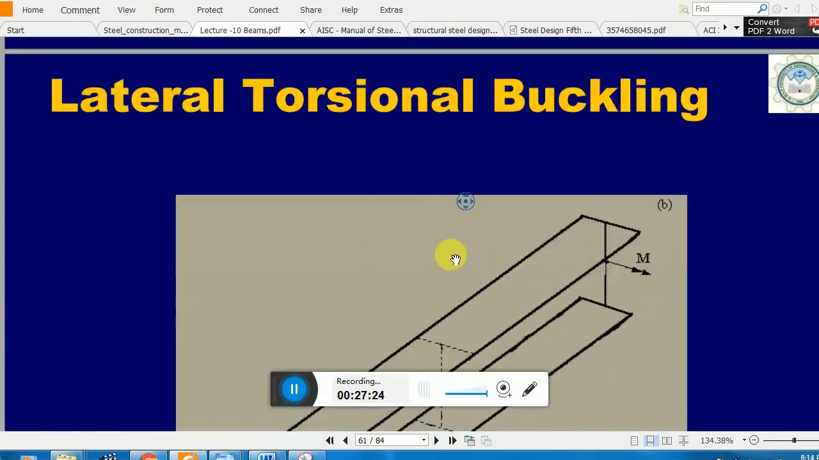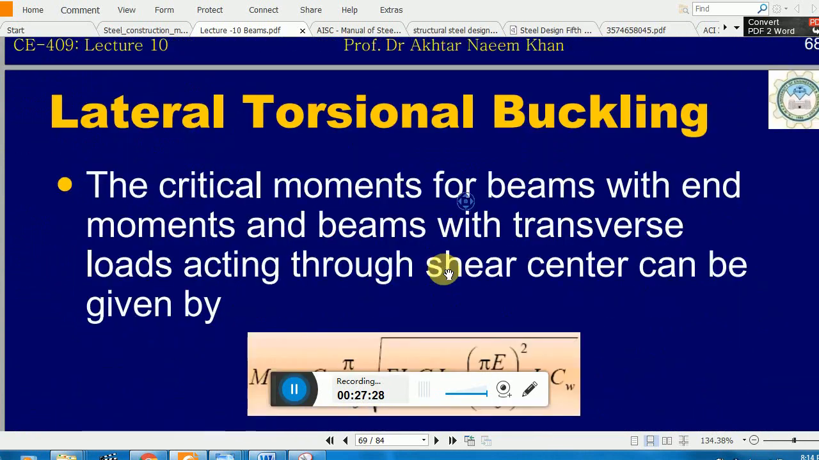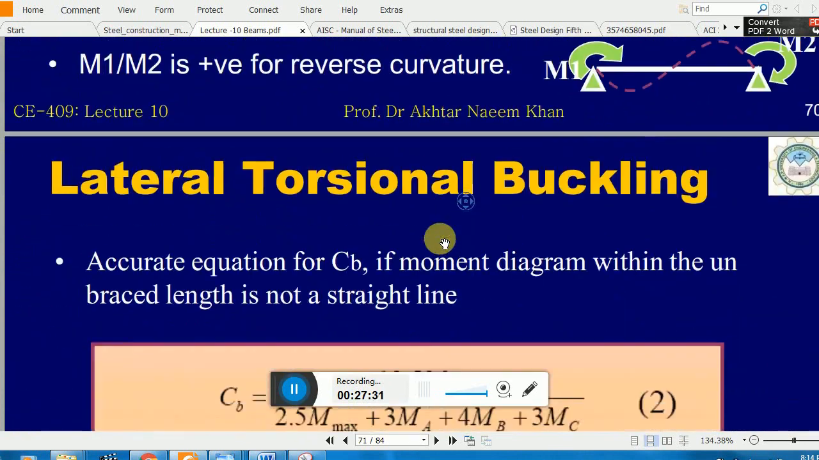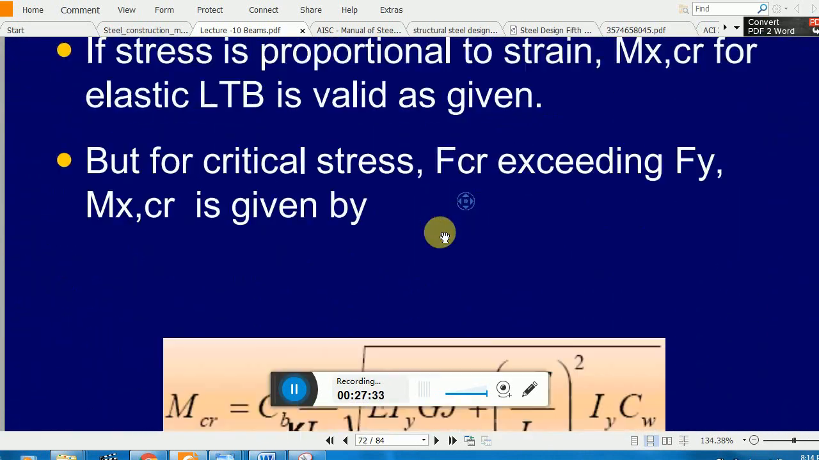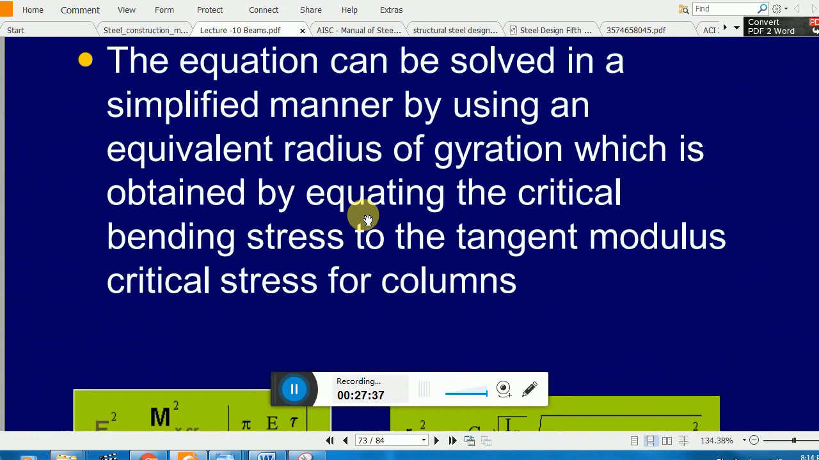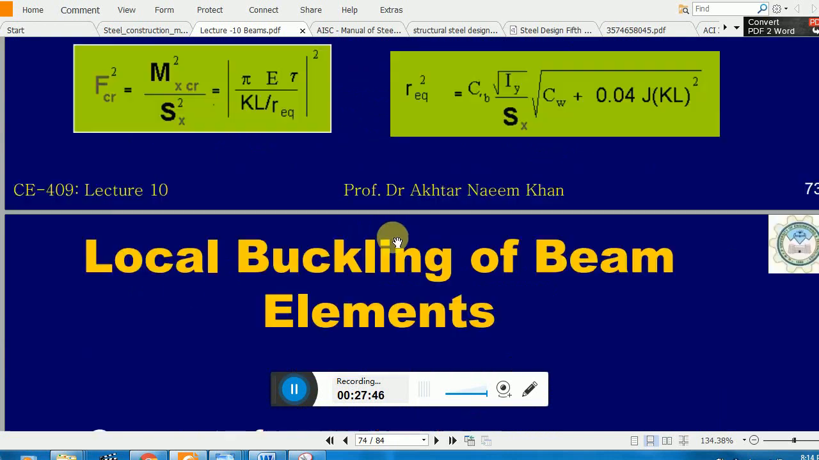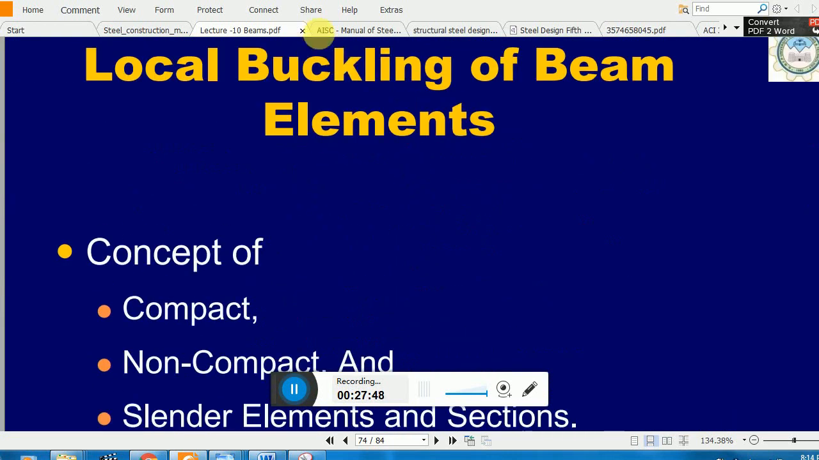The derivation is very lengthy for this. Okay, but here they combine Fcr with this value. Okay, so they don't tag this one. Okay, you see this one, Fcr. So just squaring it, you get the same one. Okay, I will show you as well in the AISC manual.